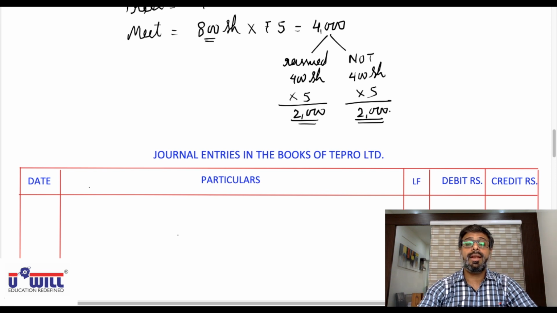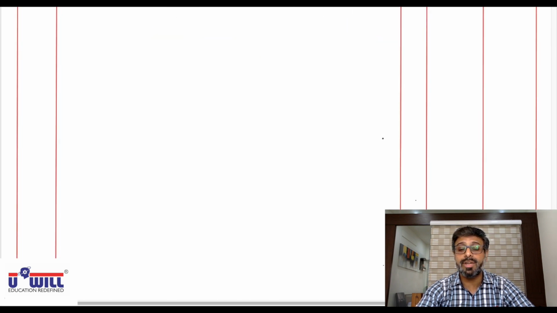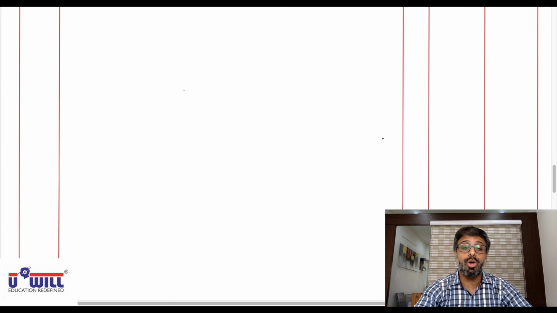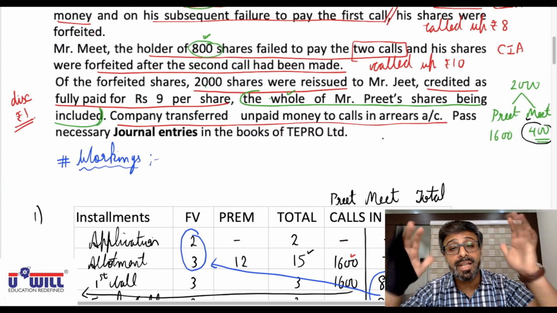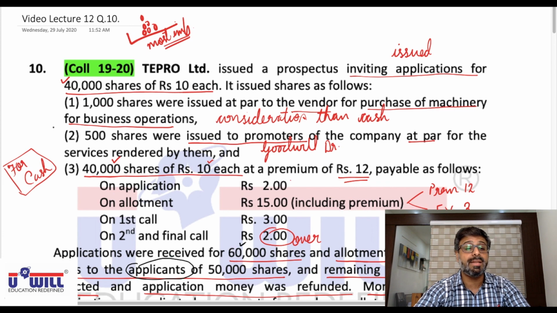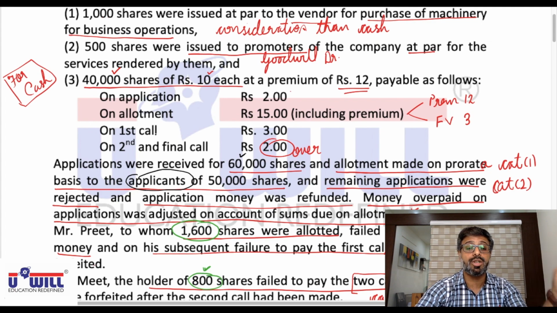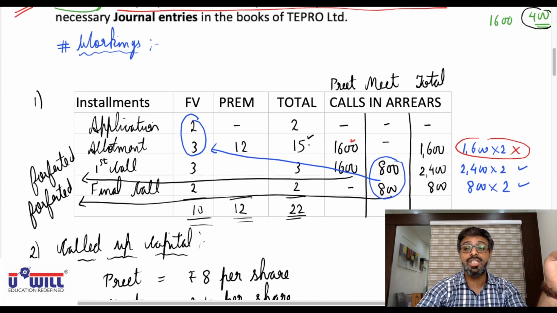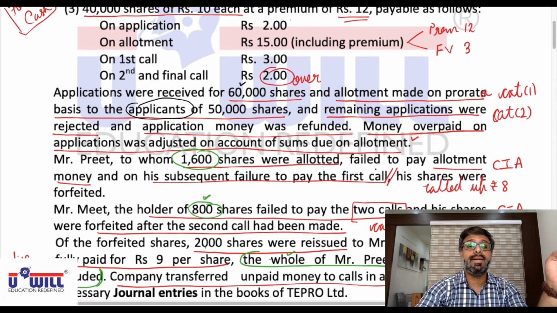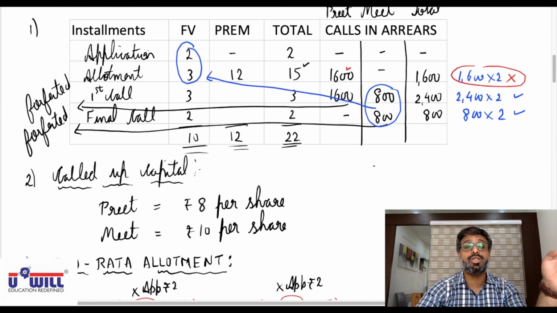Okay. Now you all can pause the video and make the format of TEPRO Limited's entries, and advisably don't only make the format, solve the question. We have done a lot of practice. Don't forget these two extra entries in the beginning. So two entries of this, then two of application 3, 4, allotment 5, 6, first call 7, 8, then 4 feature of Preet 9, then 10, 11 final call, then 12 4 feature of Meet, 13 reissue, 14 profit.